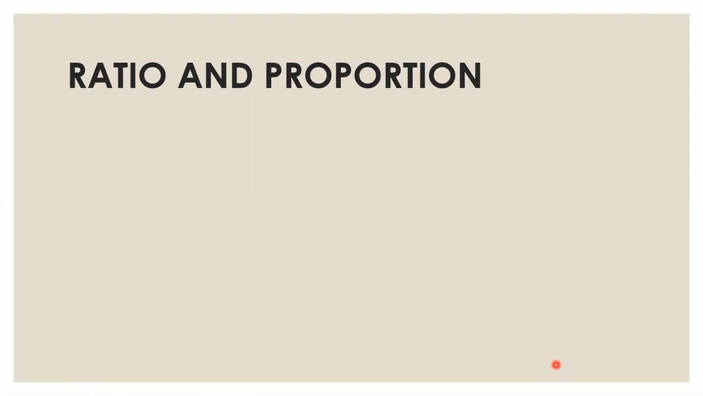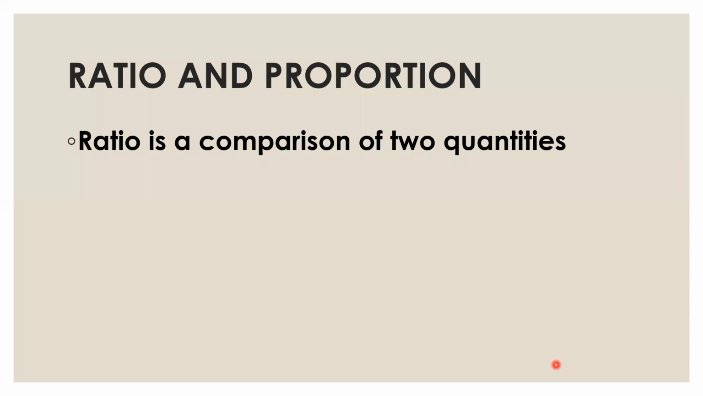What is ratio? Ratio is a comparison of two quantities. So ratio means simply it is a comparison of two or more quantities. These quantities can be of any objects, numbers, etc. So ratio simply means comparison.